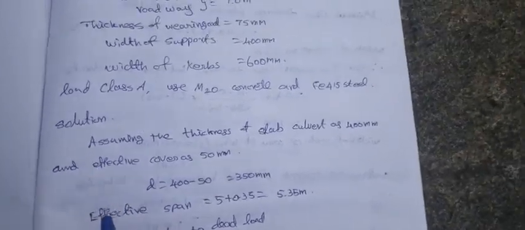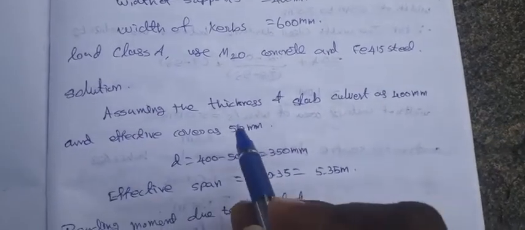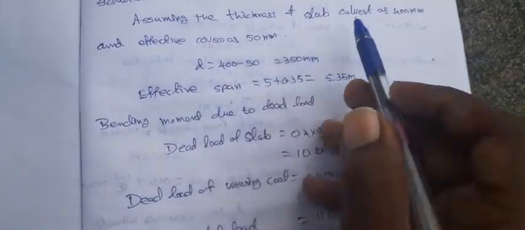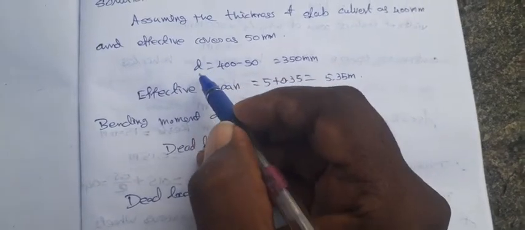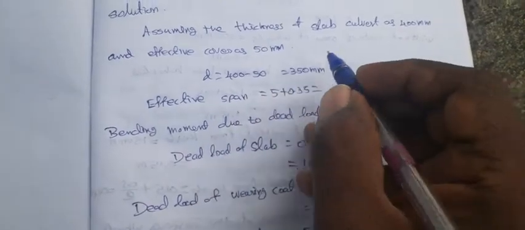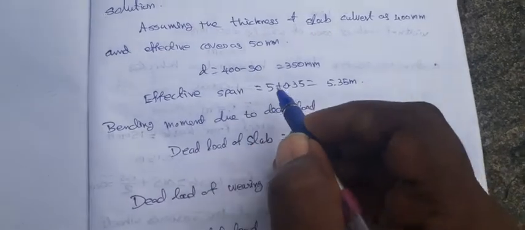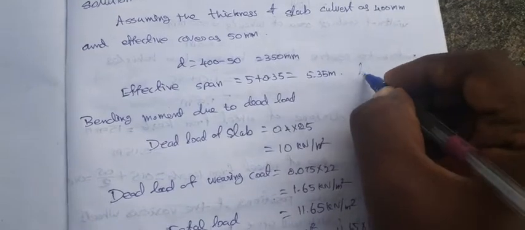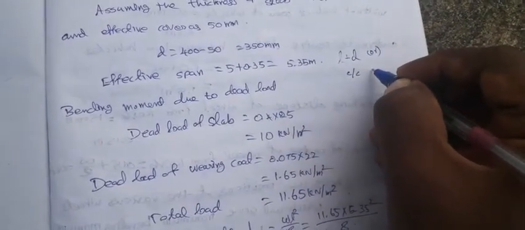In the solution, first assume the thickness of the slab culvert as 400 mm and the effective cover as 50 mm. So 400 is your overall depth, and the effective depth d is 400 minus 50, which is 350 mm. We know the effective span is the clear span plus d. Already we know L plus d is the center to center distance between supports.